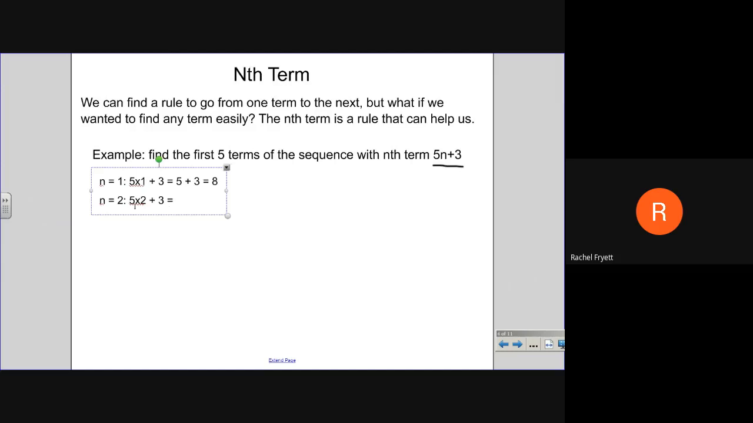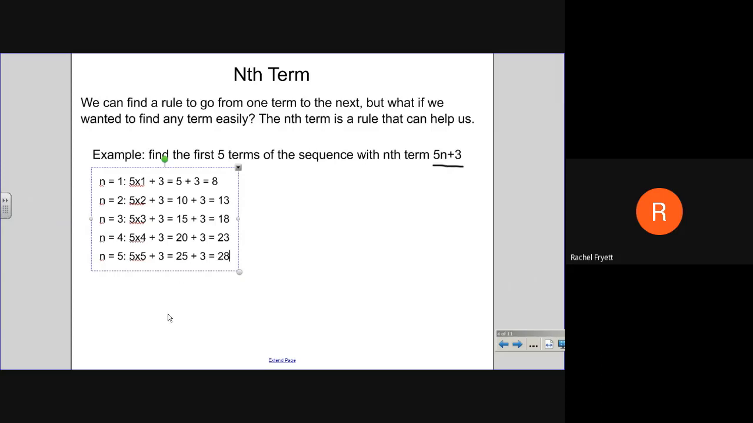So same rule, I'm going to do 5 times 2 this time because I've replaced n with 2, add 3, and I'm going to keep going. 5 times 3, add 3 is 18. If n equals 4, I'm going to do 5 times 4, add 3, which is 23. And if n is 5, I'm going to do 5 times 5 add 3, which is 28. I've stopped at n equals 5 because it asks me for the first 5 terms of the sequence. So I'm going to stop there. So our sequence is 8, 13, 18, 23, and 28.